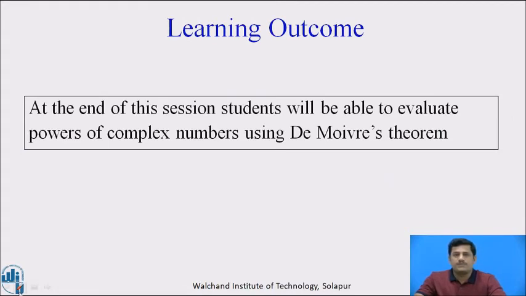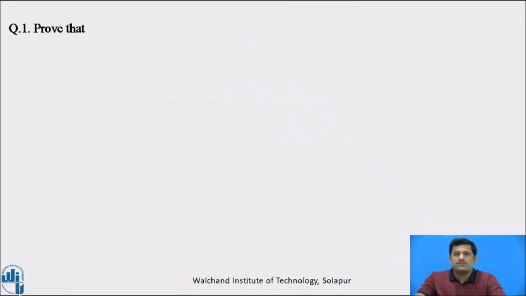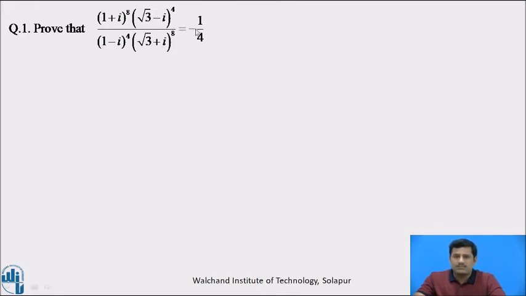Learning outcome of this video is, at the end of this session, students will be able to evaluate powers of complex numbers using De Moivre's theorem. Consider the first question. Prove that this big complex number is nothing but minus 1 by 4.